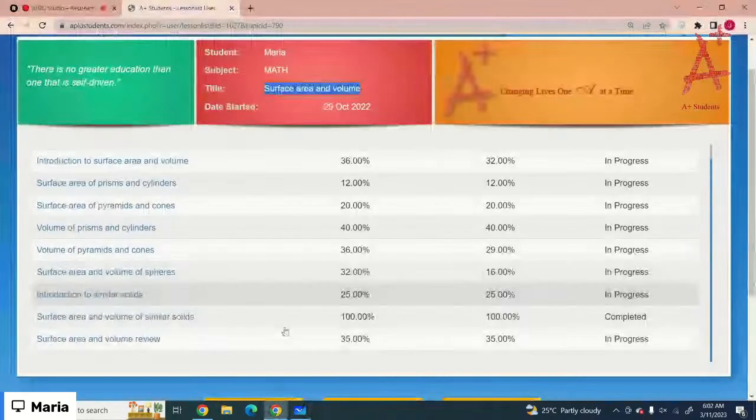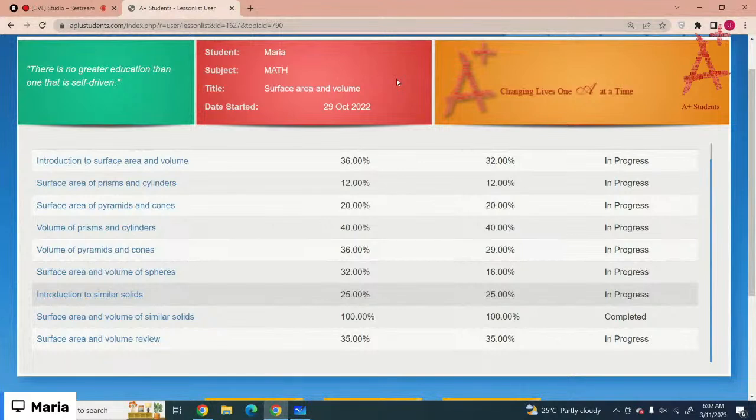So here I am on grade 10 maths. The chapter is surface area and volume, and we're going to start with the lesson introduction to similar solids. So let's just start with the lesson.